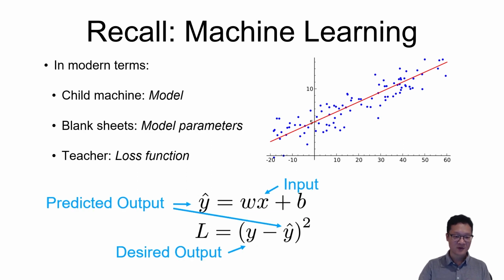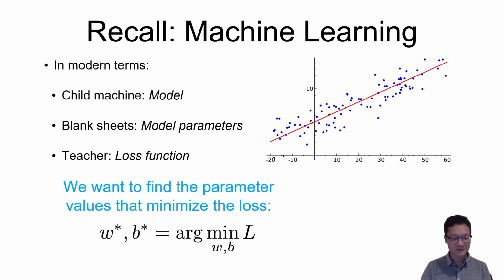Okay, so we saw this earlier, and I also mentioned that we would like to find the parameter values W and B that minimize the loss. Mathematically this is written as W star, B star. I will usually use star to denote the optimum or the optimal value, equals arg min over W and B of L, the loss function. So now we're actually going to take a look at how this can be done.